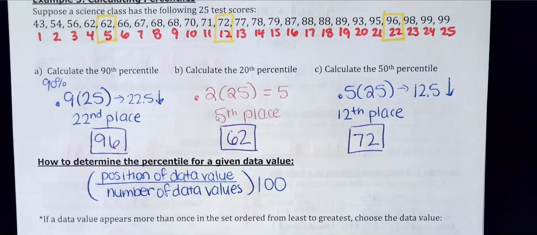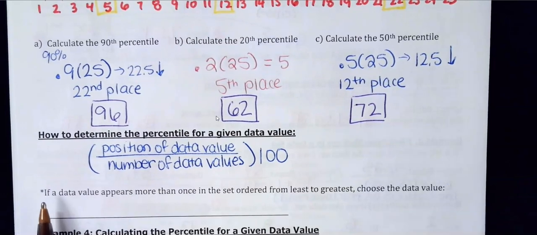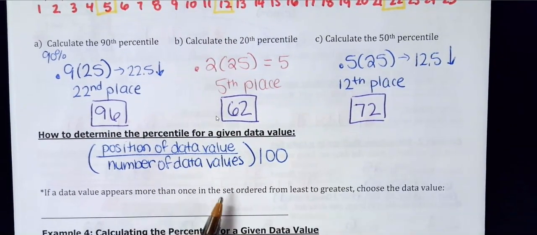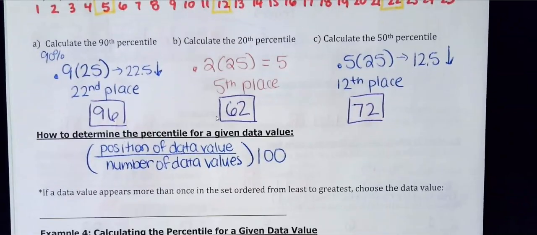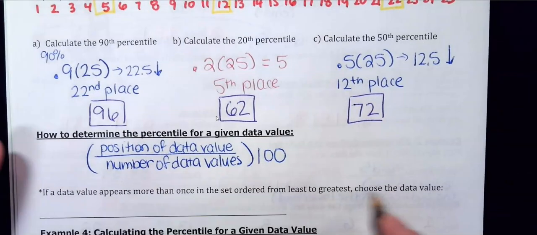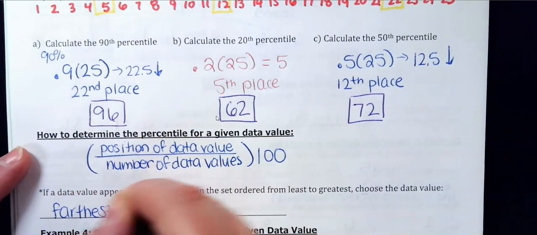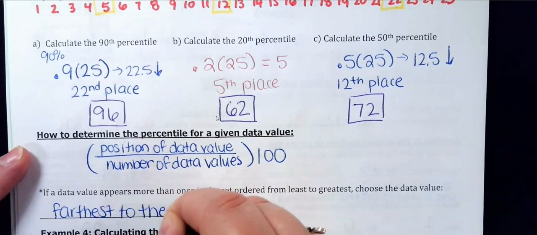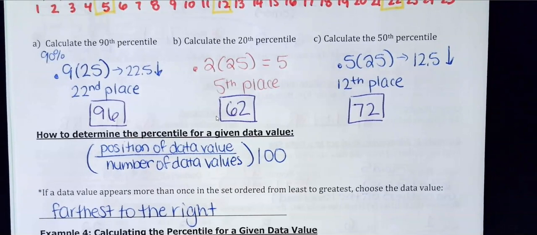Okay, and then the one little thing I wrote here, which we're going to run into in this next example. It says if a data value appears more than once in the set. If you look up here, a couple of these test scores are repeated, like a couple different people got the same score. If that's the case, you always want to choose the data value for the position farthest to the right. So if there's more than one person that got that score, you pick the person that's farthest to the right when you pick the position.